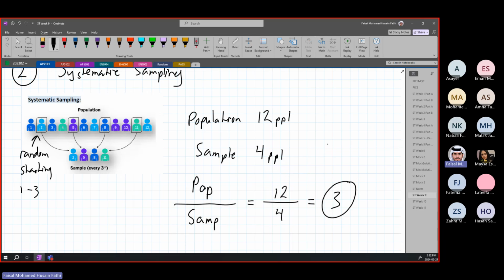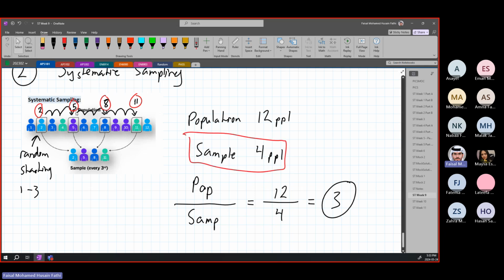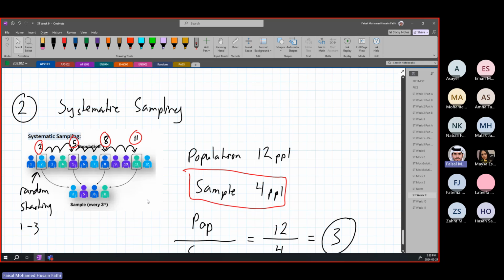So here, through a number generator, we got 2 to be our first number. Then we're going to go 1, 2, to the third person from there, so it's going to be 5. Then we're going to go 1, 2, 3 more people, so it's going to be 8. Then we're going to go 1, 2, 3 more people again, and it's going to be 11. And that's it, because we got our 4 random people from the population as our sample size that we can gather our data from. All right, this is known as systematic sampling.